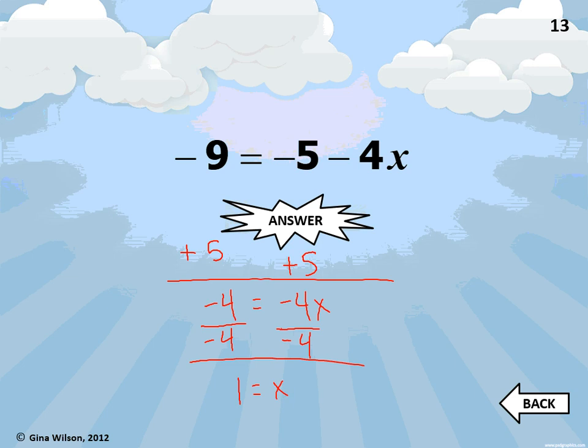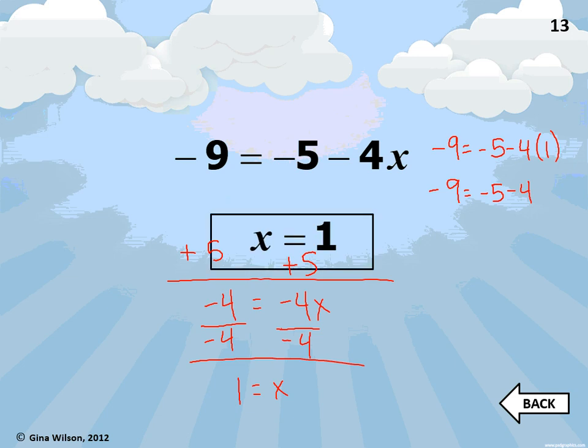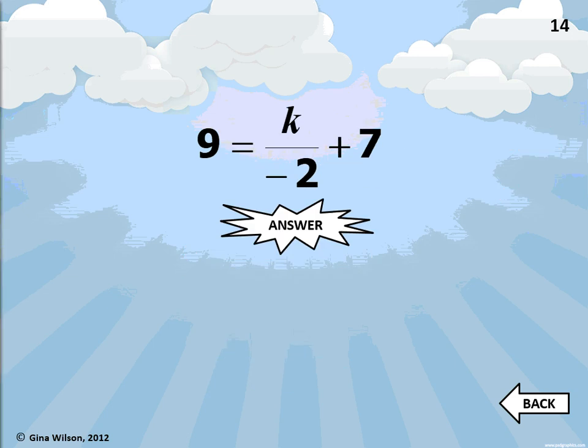Let's plug it in to make sure. Negative 9 is equal to negative 5 minus 4 times 1. Negative 9 is equal to negative 5 minus 4. And that is correct. Negative 5 minus 4 is negative 9. So therefore our answer is correct. 1. Just flying right through these. 9 is equal to k divided by negative 2 plus 7. So we're going to get rid of the 7 first.